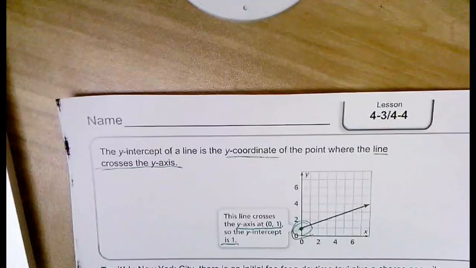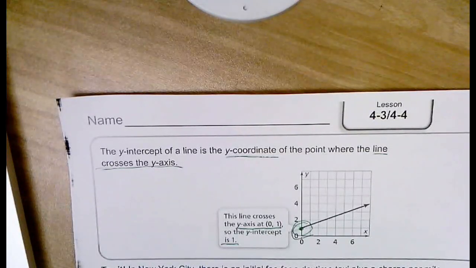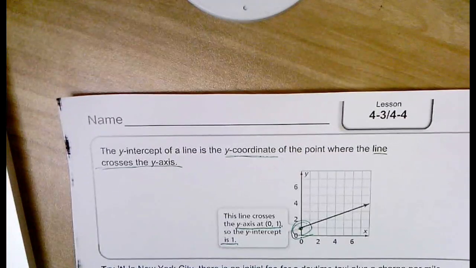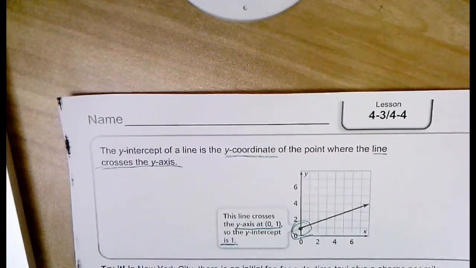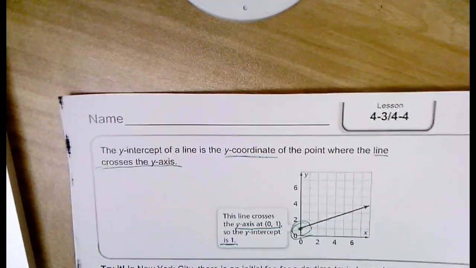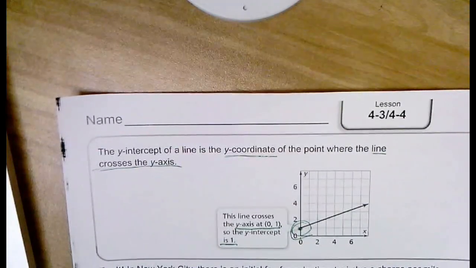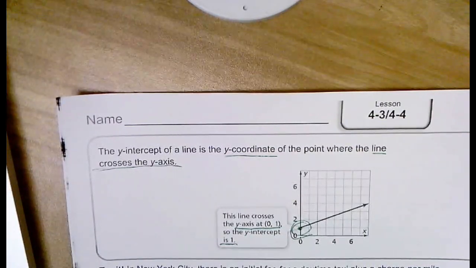Boys and girls, today we're going to be learning about the y-intercept of a line, which is the y-coordinate of a point of the line. So, if you look at this graph right here, our graph crosses the y-axis at (0, 1). So my y-intercept is 1, the point in which our graph crosses the y-axis.